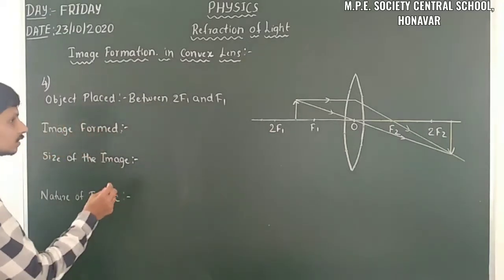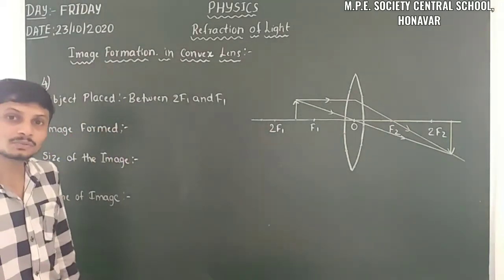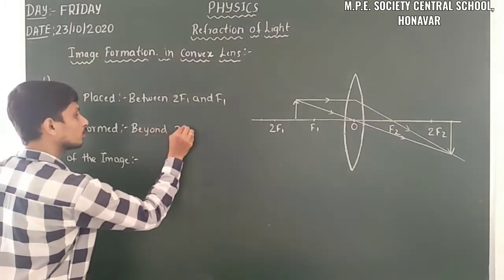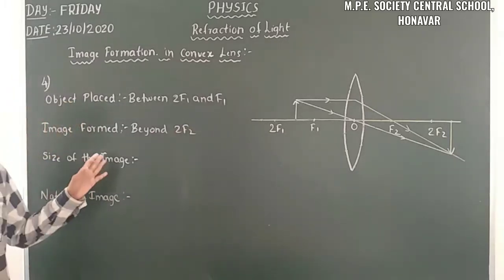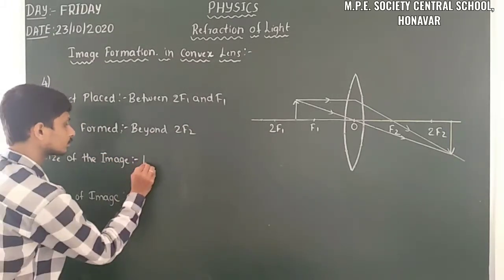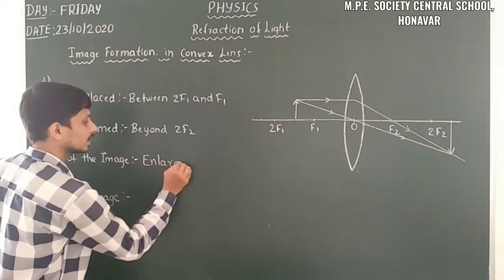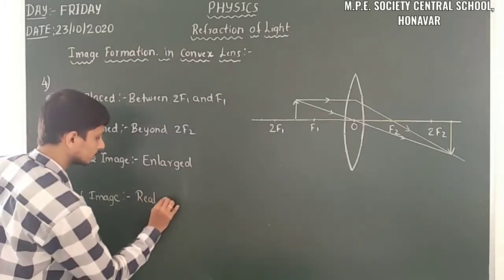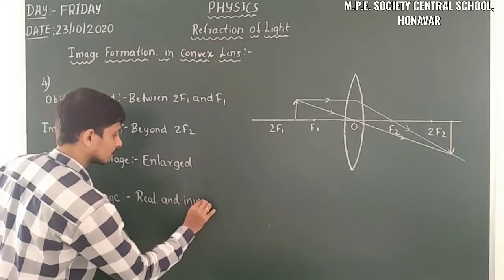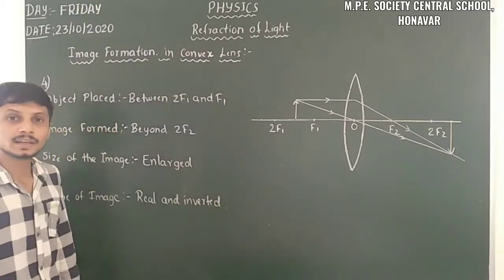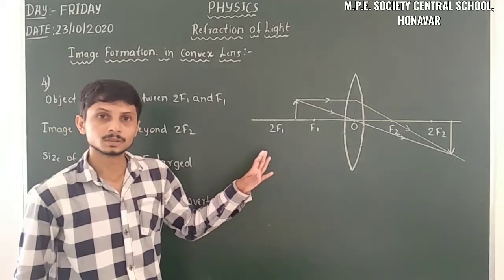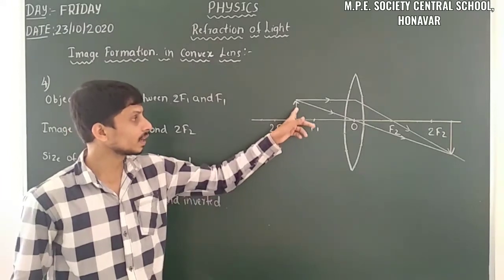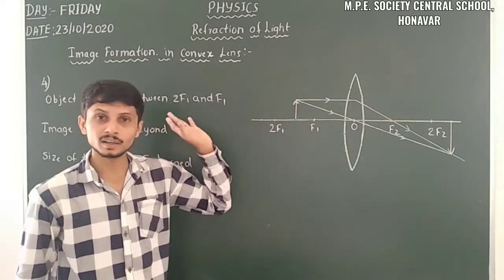So let's take the conditions here. Where is the image formed? It is formed beyond 2f2. What is the size of the image? It is enlarged. Then what is the nature of the image? It is real and inverted. So this is about the image formation in convex lenses when an object is placed between 2f1 and f1.